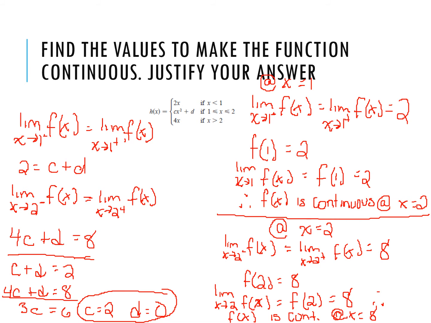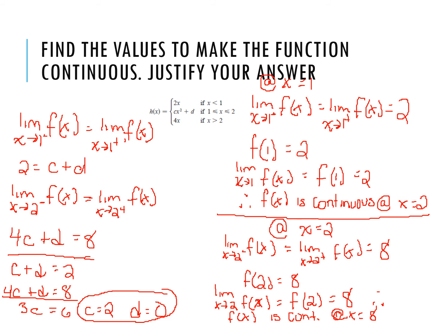And this time I proved both at x equals 1 and x equals 2. So if you were doing this on the test, you would have to prove both of these in order to get full credit. So I started by proving that the limit on the left is equal to the limit on the right. Therefore, the limit exists. And then I showed that f of 1 was equal to 2. And I concluded by saying, since the limit as x approaches 1 of f of x is equal to f of 1, which is equal to 2, therefore f of x is continuous at x equals 1. So again, in order to get credit for this, you'd have to show every single step.